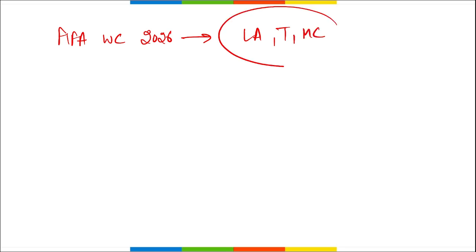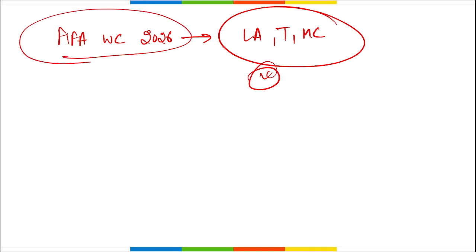Alright, apart from this, friends, if I'm asking you a question regarding sports: which country will be hosting the FIFA World Cup for the year 2026? Los Angeles, Toronto, and Mexico City have been named among the various cities that will be hosting this FIFA World Cup 2026. So just remember the names of the cities: Los Angeles, Toronto, and Mexico City.